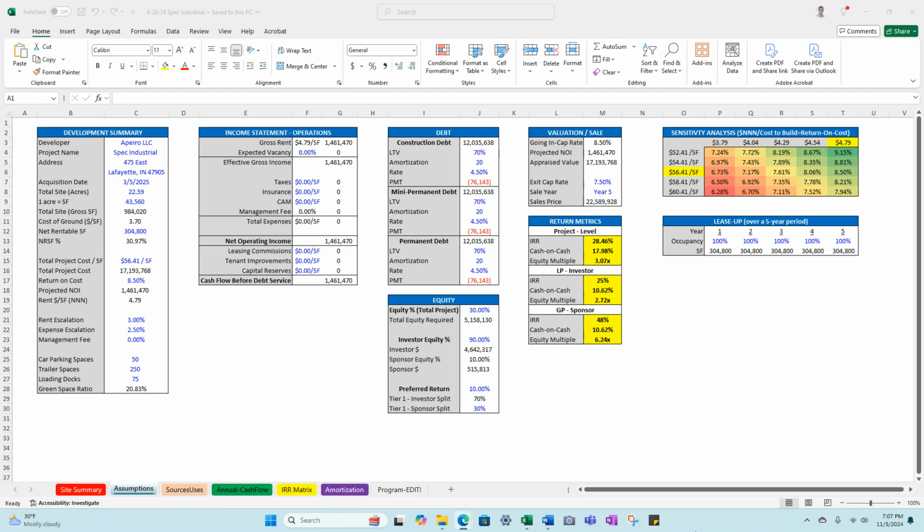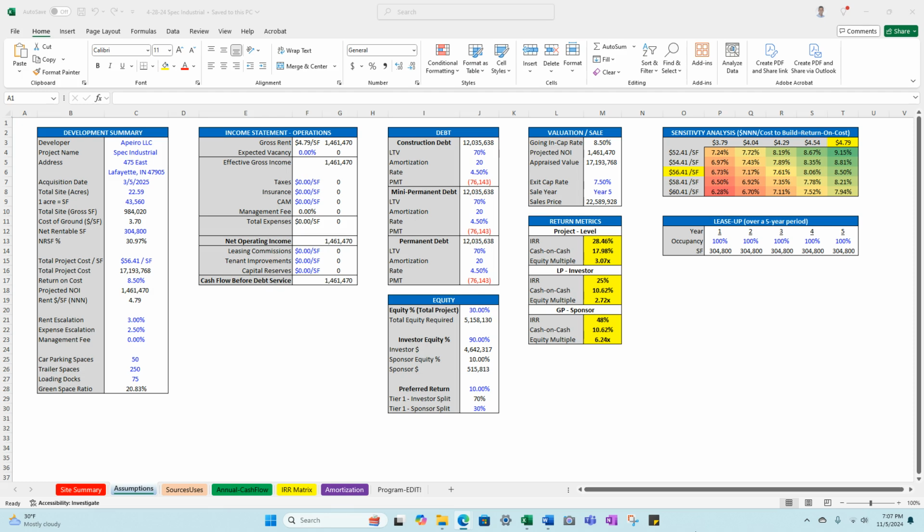Again, the numbers are from 2019, so they're a bit dated. The cost of construction is extremely low due to the fact that it's from 4 years ago, and then this particular market had really low cost of construction compared to the rest of the country. This deal is located in Lafayette, Indiana.